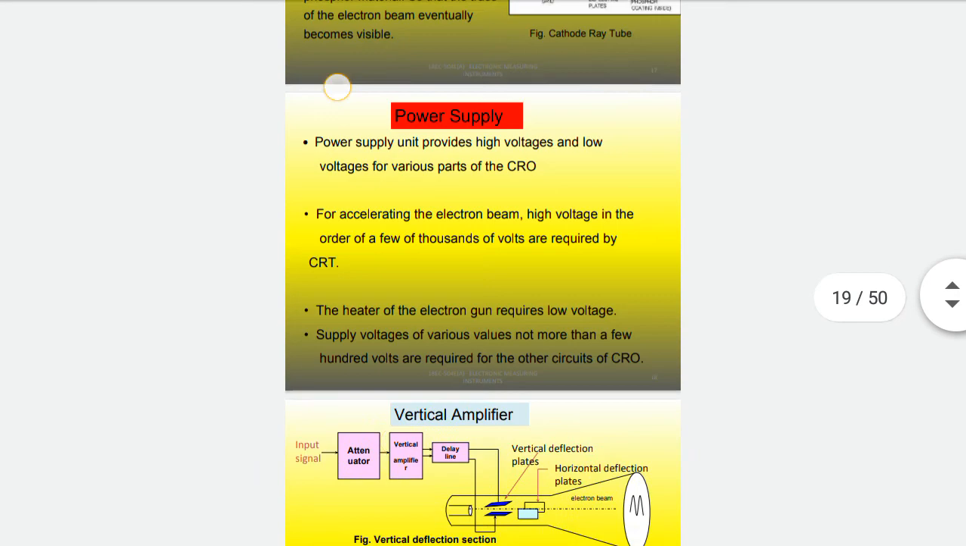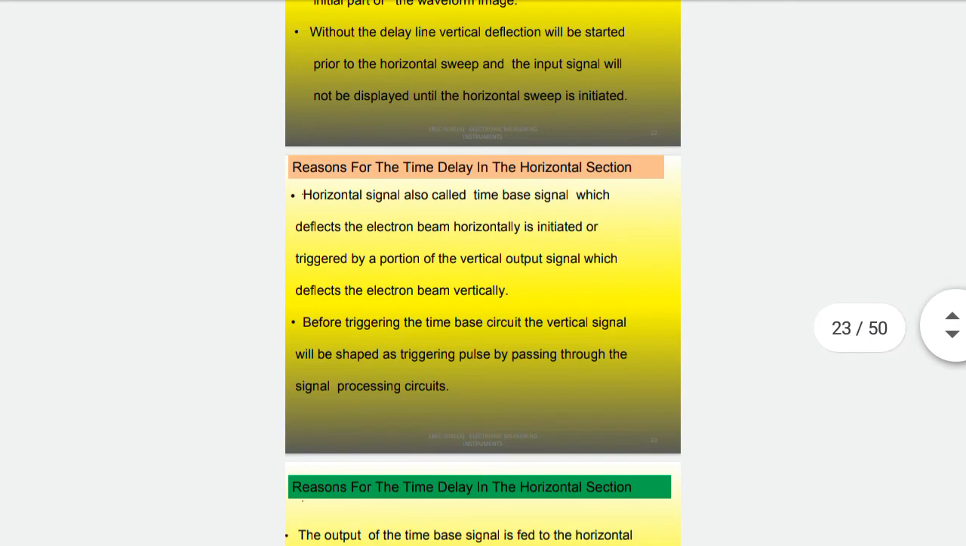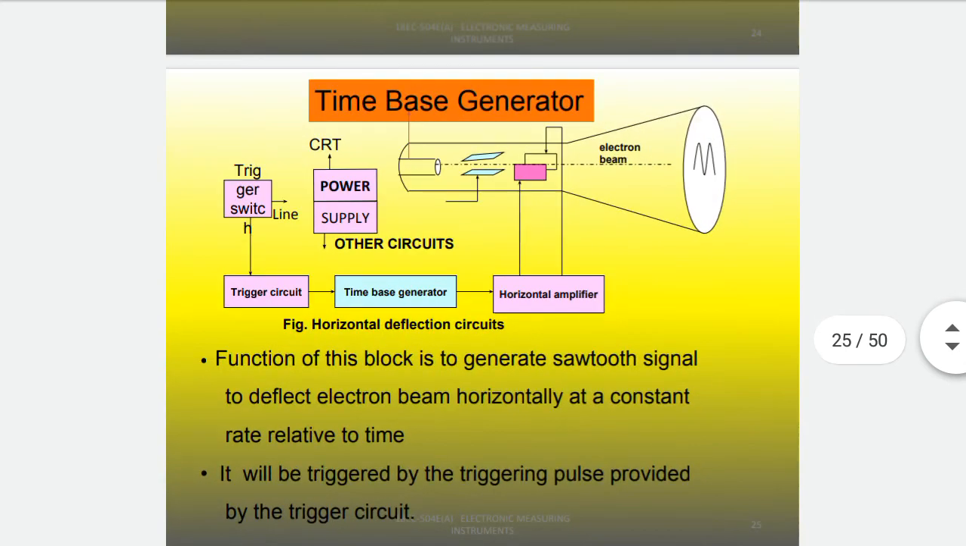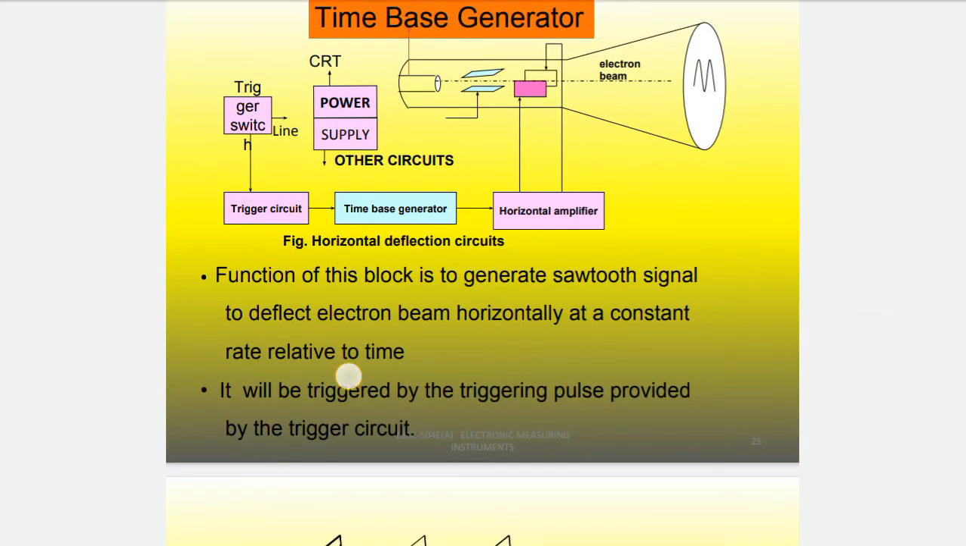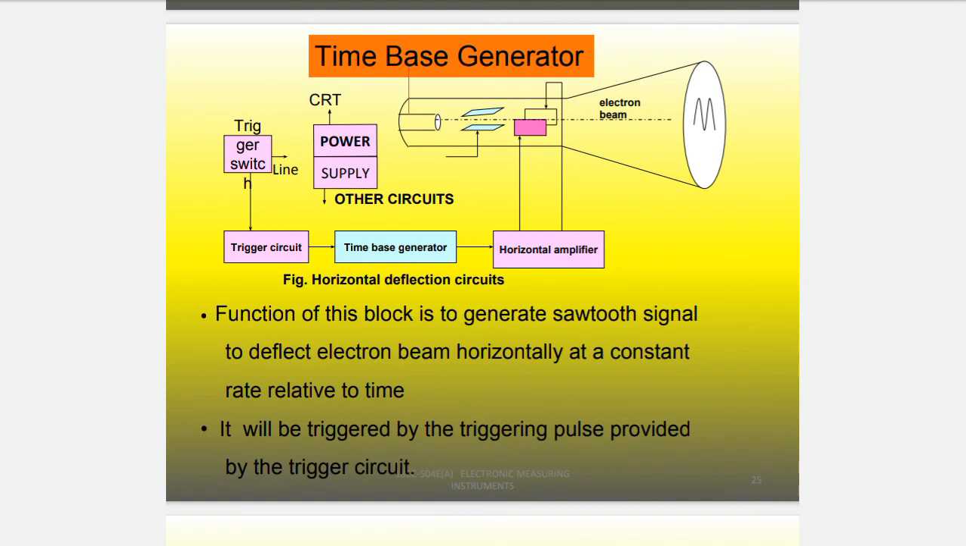Now coming to the time base generator. The function of this block is to generate the sawtooth signal to deflect the electron beam horizontally at a constant rate relative to time. A time base generator is also known as a sawtooth generator. That means it produces the sawtooth voltage or sweep voltage. It will be triggered by the triggering pulse provided by the triggering circuit. The trigger circuit provides the triggering pulse.